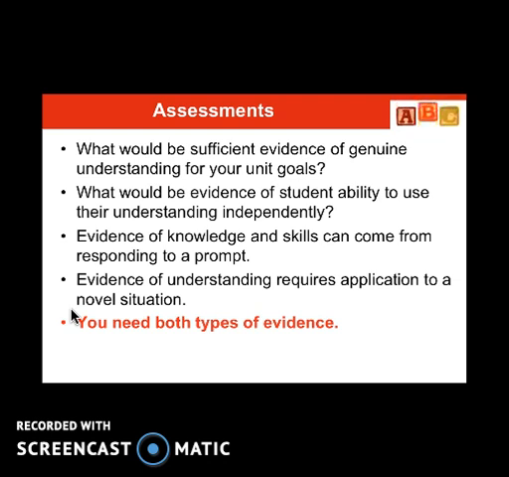And we talked last week about knowledge versus understanding. Knowledge is the lower level on Bloom's taxonomy. It's that identify sort of thing. And then understanding is where you get into the deeper level. So things like create, analyze, synthesize. You have to have both types of evidence. Otherwise, you're only looking at a surface level of understanding or knowledge, and you're not meeting the points that you should be.